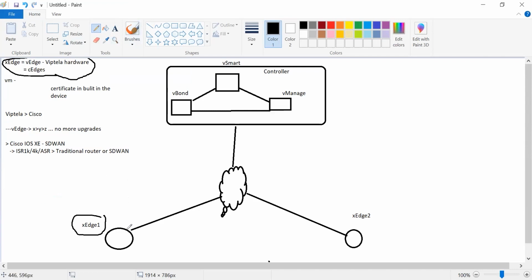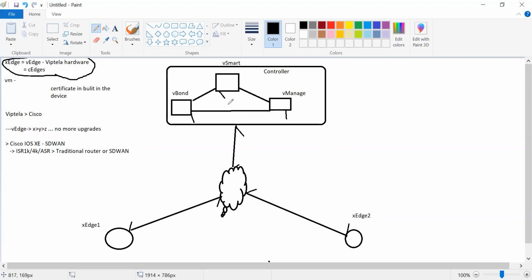Now, the basic functioning of the SD-WAN network, how it happens: our X-Edge1 device, if I have configured some IP address at these interfaces, all these IP addresses should be reachable to each other. They should be able to ping each other. Okay. Are you with me, guys?